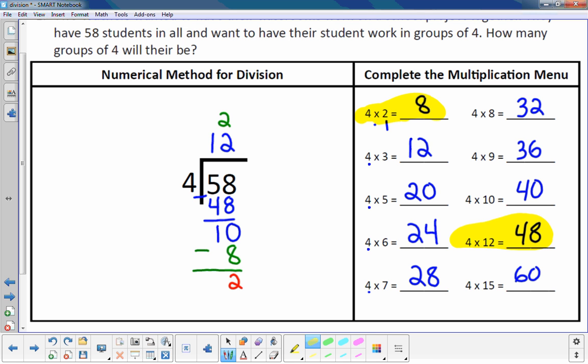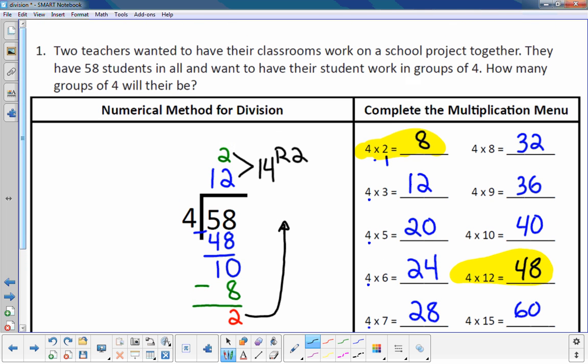Up above, I have a 2 and a 12. I just need to add those together, and that will be my answer. So if I put these together, I get 14. And if I bring this 2 up, I'm going to call that R2. It's 14, remainder 2. So that's the answer to my division problem, but is that the answer to my question up above? The question up above says, how many groups of 4 will there be? There's going to be 14 groups of 4.